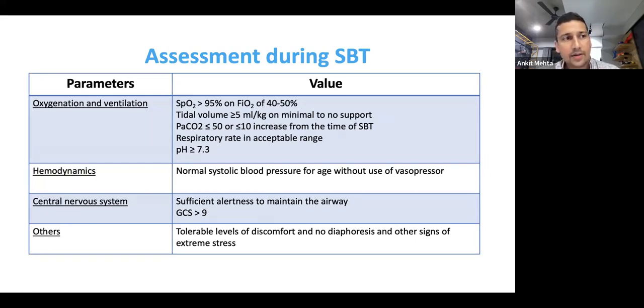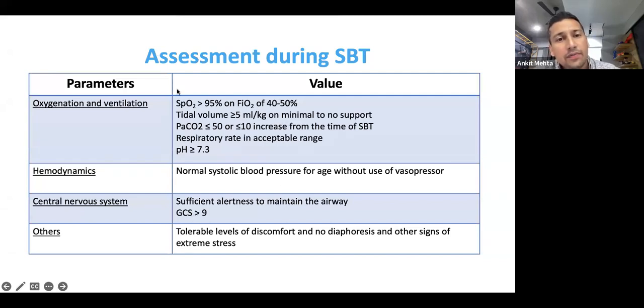And how you are able to clear your secretions, which is the most important thing for a patient with obvious central nervous system involvement. So in every patient, all of these criteria should be fulfilled. It is not that if 1 or 2 criteria are not fulfilled, it is okay. I think preferably they should all be fulfilled.